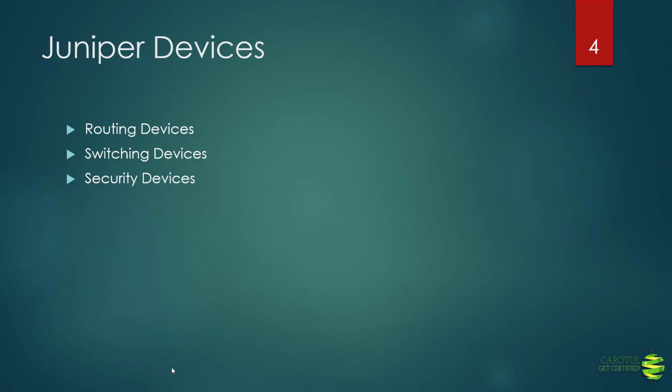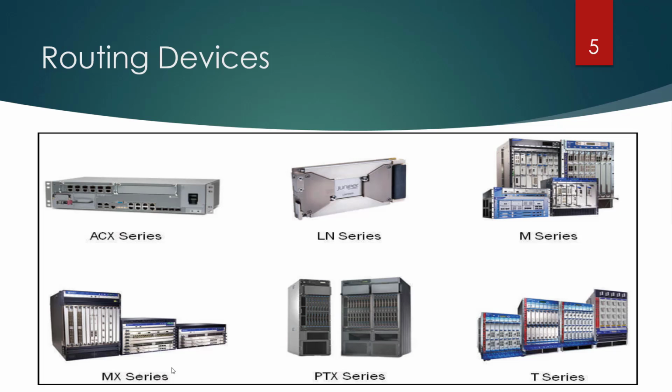That brings us to how many different types of devices there are in Juniper. We have routing devices, of course routers, we have switches, and we have security devices like Juniper SRX firewalls or J devices. Looking at routing devices first, there are many different types depending on what you are doing. For example, ACX series devices are used in data centers. LN series are very rugged devices which you can use in outside environments. They can endure high temperatures, rain, or harsh winds, so they are created for outside implementation.